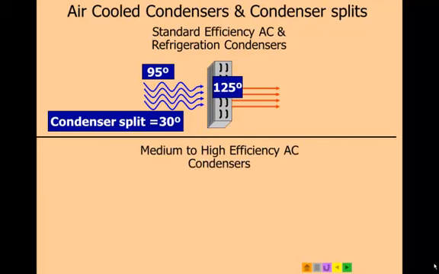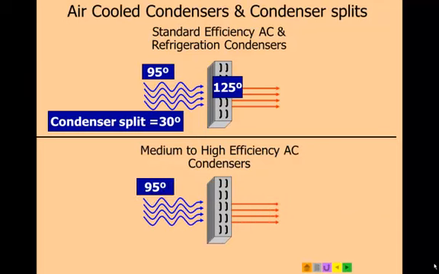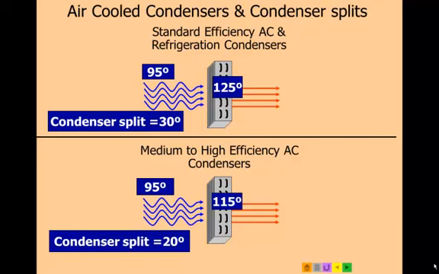On medium to high efficiency air conditioning condensers, you're going to find that we have the same 95 degree ambient coming in, but because of the design of the medium to high efficiency condensers, the condensing temperature of the refrigerant will be at 115 degrees, which will now give us a 20 degree split. So we could be looking anywhere from a 20 degree split for medium to high efficiency air conditioning to a 30 degree split for the standard efficiency air conditioner.